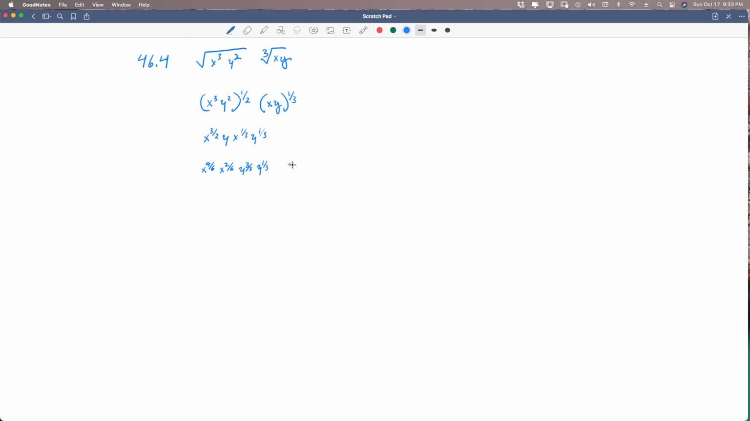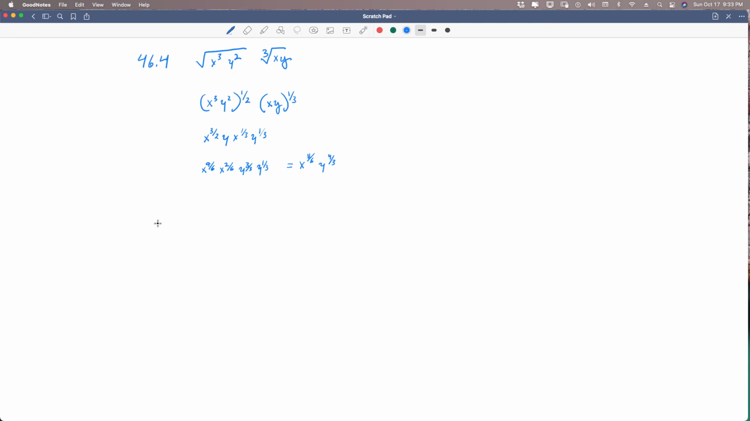So now we add, and we end up with x to the 11 over 6 times y to the 4 over 3. And that is correct. It's a little confusing, but your fractions are following the same rules they've always followed as far as common denominators, and yet they're also following the same rules as exponents when you multiply the bases together. So everything you learned about fractions plus everything you learned about exponents is thrown together in this one type of problem. So let's do another one.